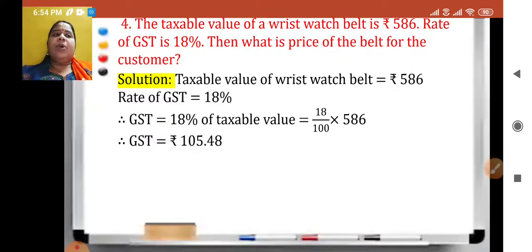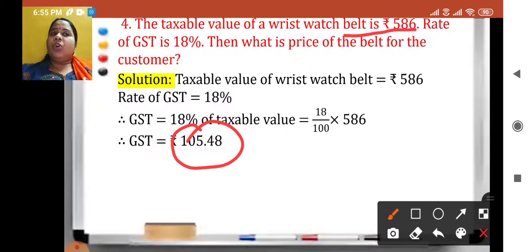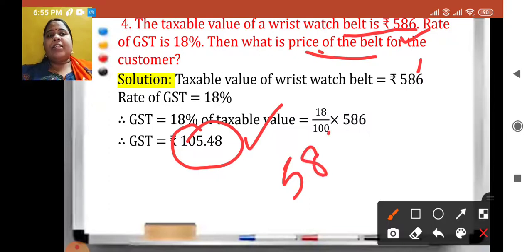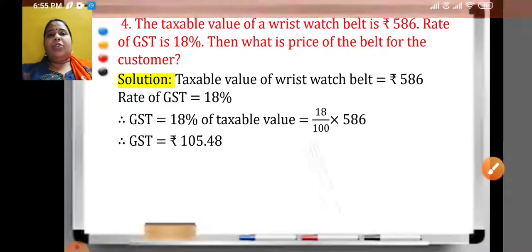Okay, now the GST amount is how much? 105.48. Now this is the amount of GST which you have to pay along with the price of the belt. Yes or no? So what will be the price of the wristwatch belt? It will be the price of the belt plus the GST amount. Plus or minus? Of course plus. Why? Because the price of the belt you will pay, that is 586, plus on that 586 you have to pay a GST of 105.48. So this will be the total price of the belt for the customer.